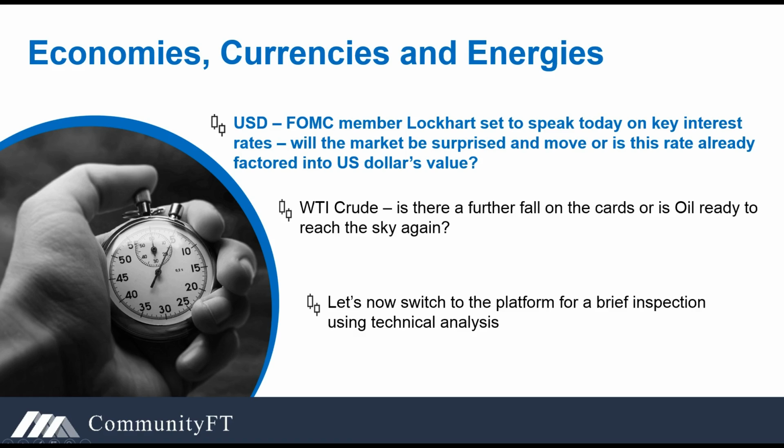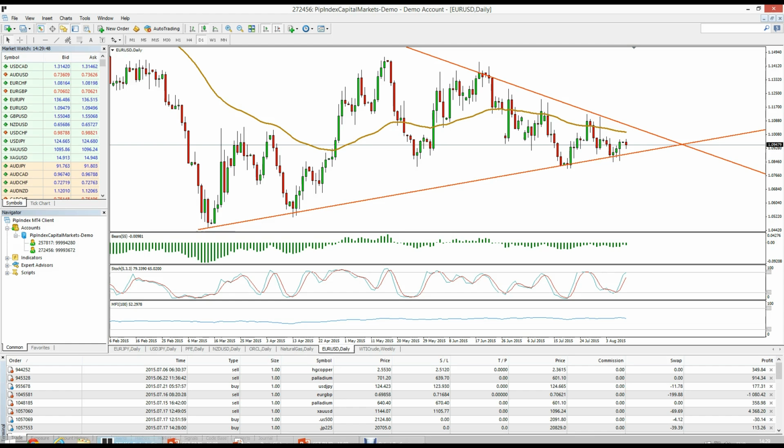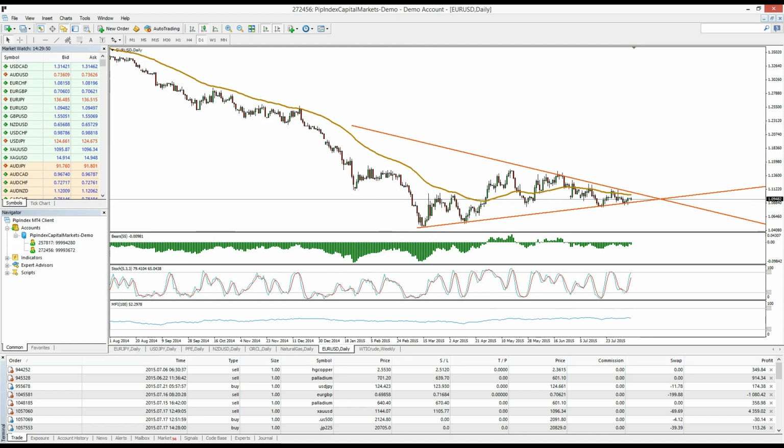In front of us this morning, guys, are on the cards for us. Let's take a look at some economies, the well-being and performance of those economies represented by their currency. Let's also take a look then at an energy. So in front of us, everyone, this is the daily chart of Euro US dollar.